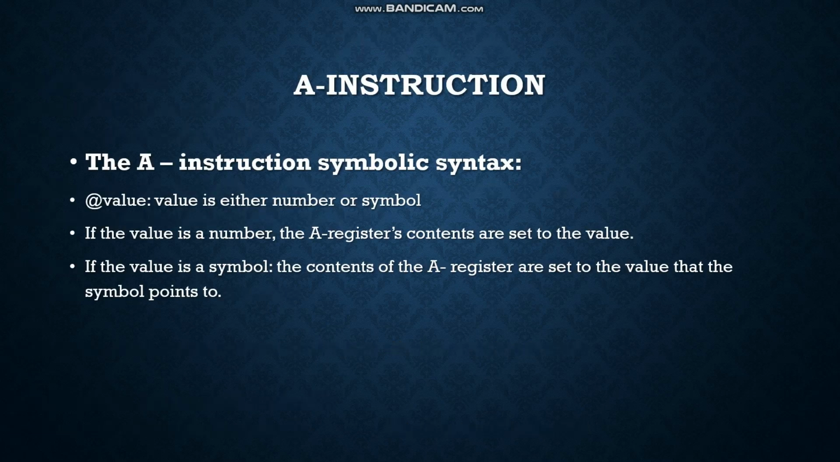So if we see in the A instruction, this has a symbolic syntax of @value, and this value can either be a number that is decimal, non-negative, or a symbol. If the value of the instruction is a number, then the instruction will set the contents of the A register to the specified value in the instruction. If the value of the instruction is a symbol, the instruction will set the contents of the A register to the value where the symbol points to, and this value will not be the actual value in the end register.